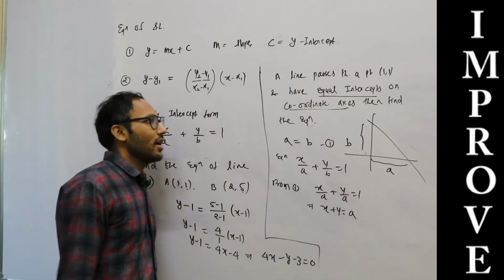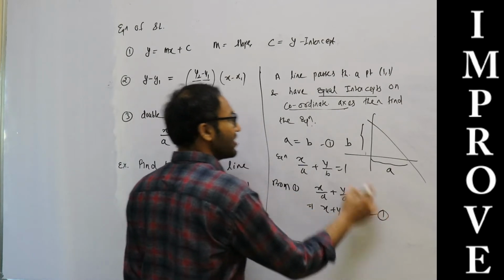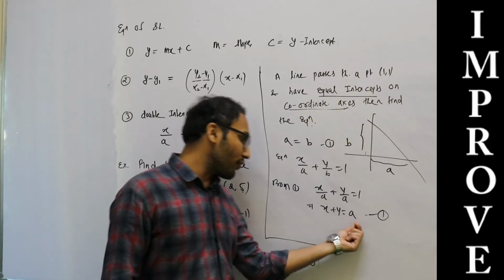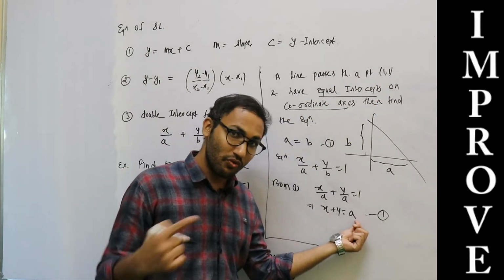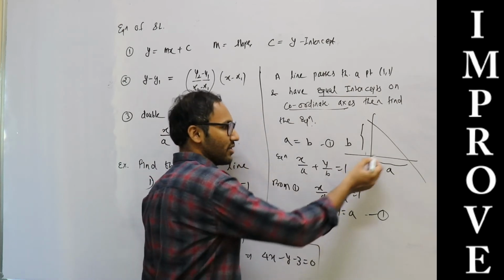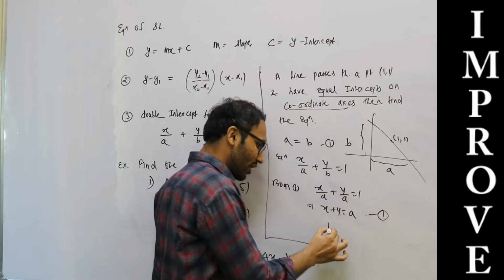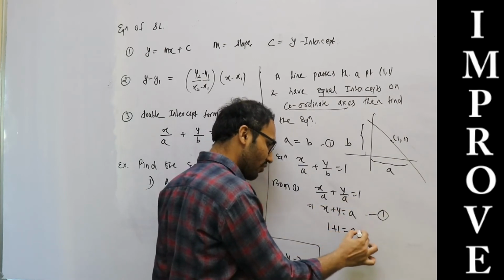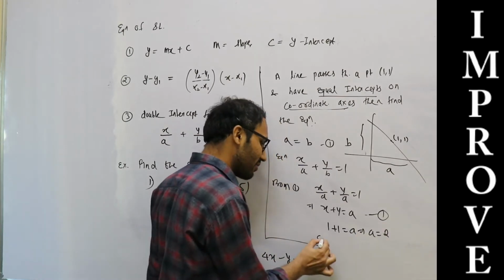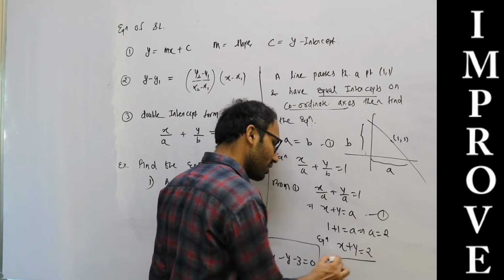Okay, and it is saying that this will become the equation, and it is saying that this line passes through (1,1). Now you have to find the value of A, or (1,1) is given, so we will use it. If this line is passing through (1,1), so it will satisfy this equation. So 1 plus 1 is equal to A. From here A is equal to 2. So equation will become x plus y is equal to 2. This is your answer.